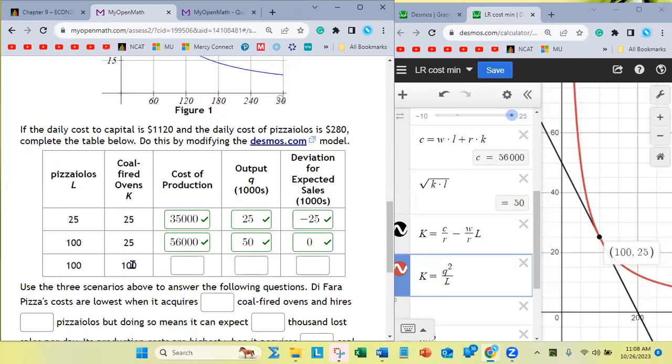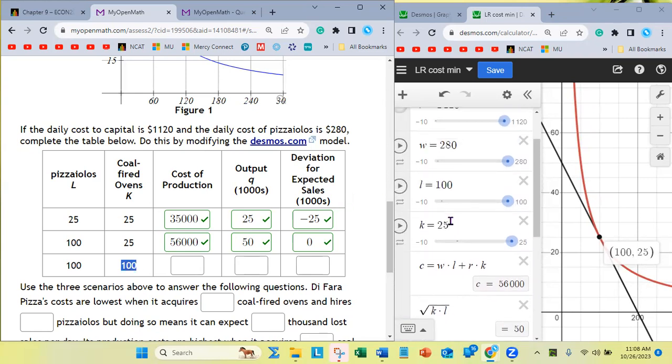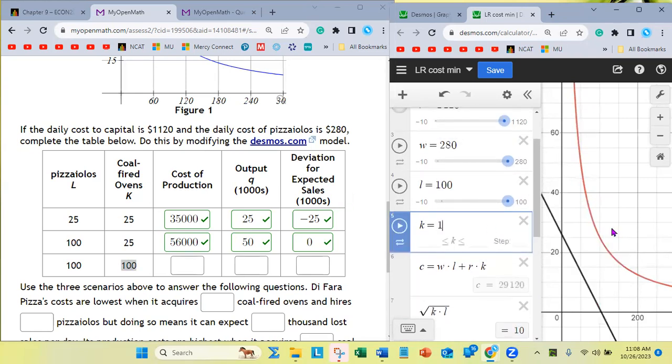Okay, now suppose I increase my capital from 25 pizza ovens to 100, right? What's going to happen here? So I'm going to increase this out to 100. Okay, now I got to move this in, right?